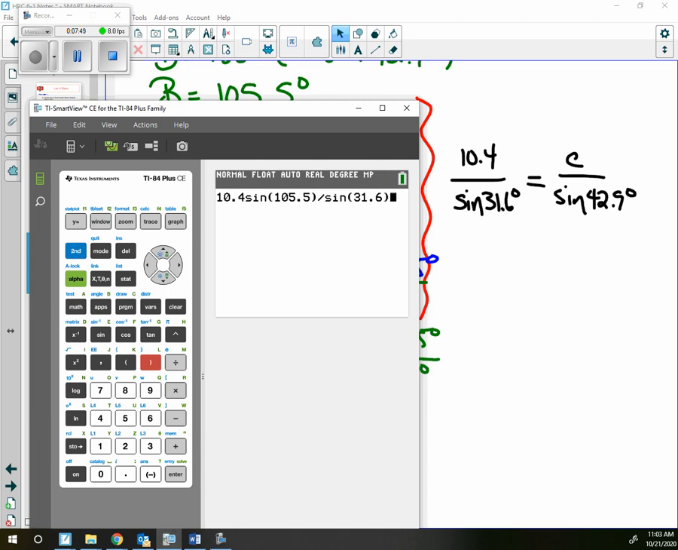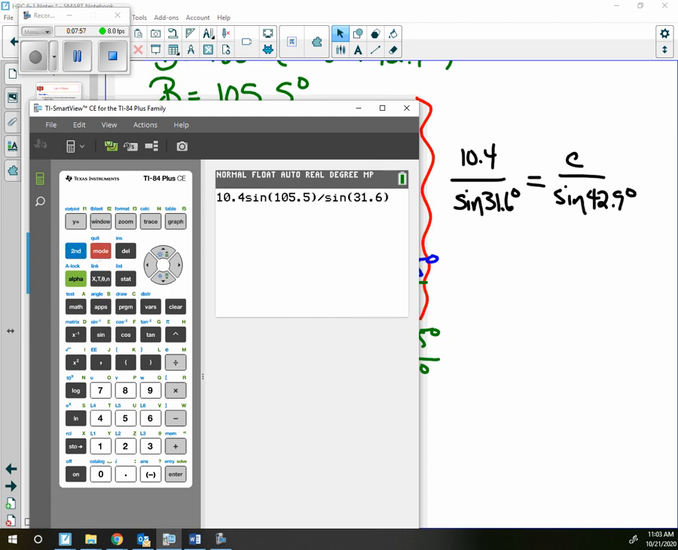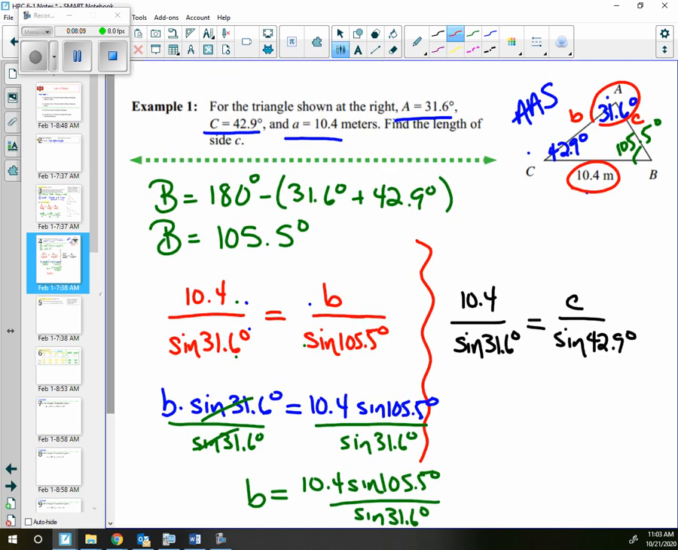The other thing is to make sure that you've checked your mode. So we should be in degrees. These are triangle measurements, so if you're in radians, that is not going to give you the right answer. So just be careful. I'm coming up with about 19.1. So little b is about 19.1 units, whatever those units are. I'm going to fill that into my picture.